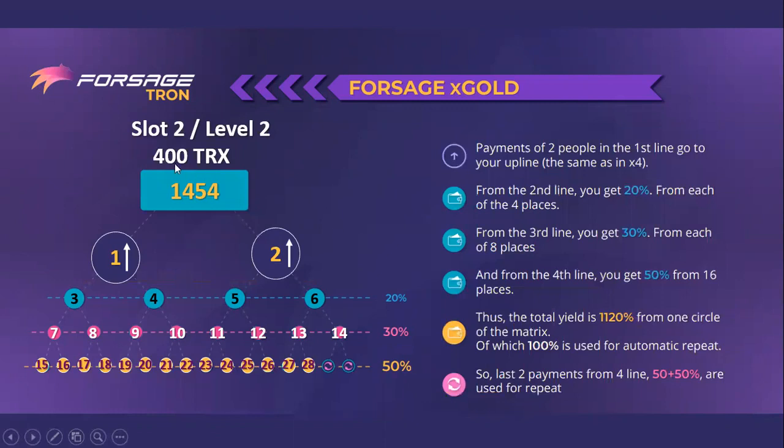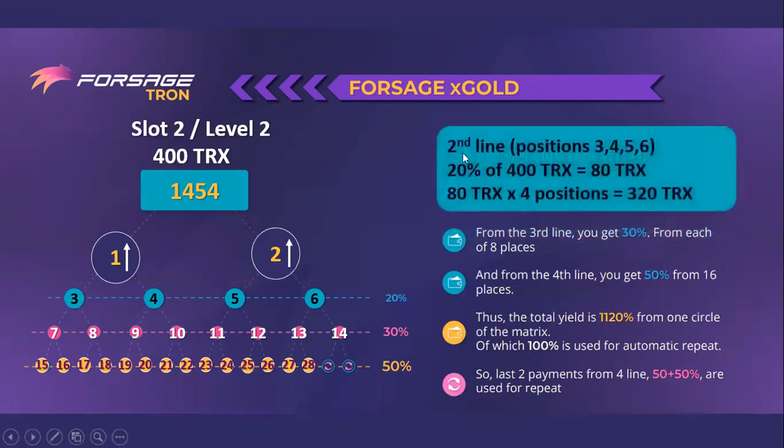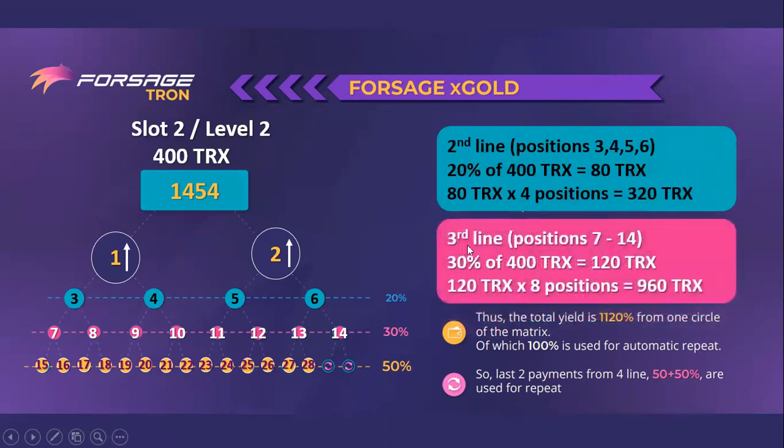So in slot 2, it costs 400 Tronics. Second line, 3, 4, 5, 6. 20% of 400 Tronics is 80 Tronics. 80 Tronics times 4 positions, 320 Tronics. So for the second line alone, I will earn 320 Tronics. Now, third line, position 7 to 14. 30% of 400 Tronics is 120 Tronics. And 120 Tronics times 8 positions is 960 Tronics.